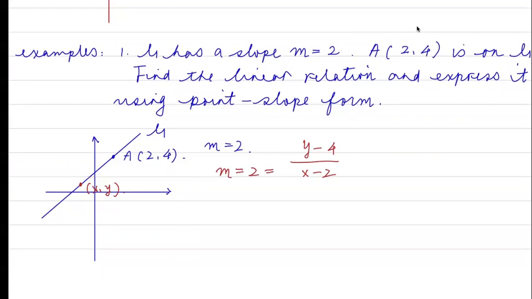Okay, so here we have 2 is equal to (y - 4)/(x - 2). Now we just multiply x - 2 on both sides of the equation. We find 2 times (x - 2) is equal to (y - 4)/(x - 2) times (x - 2). So x - 2 cancels out, right? So y - 4 is left. So this is the point slope form of L1.